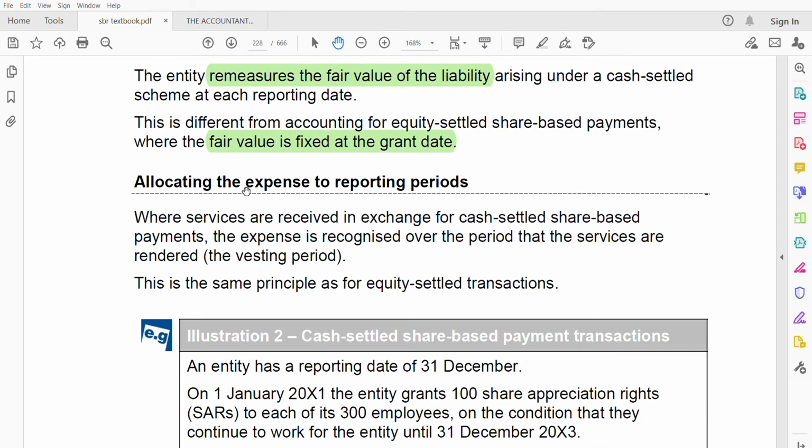Allocating the expense to the reporting period. In the same way as under equity based, under cash based also it's an expense and you need to allocate it. Where services are received in exchange for a cash settled share based payment, the expense is recognized over the period the services are rendered, the vesting period. This is the same principle as for equity settled share based payment. So it is the same. Let's say your vesting period is 5 years. You divide the expense by 5 years, so every year that will be the expense. It is the same for equity settled transactions as well as cash settled. There's no difference.